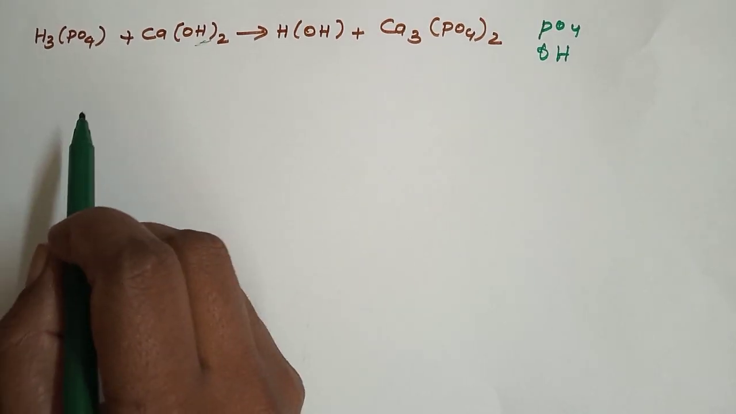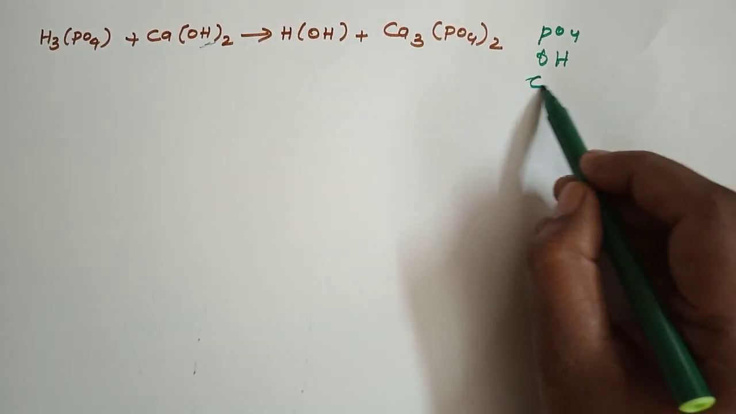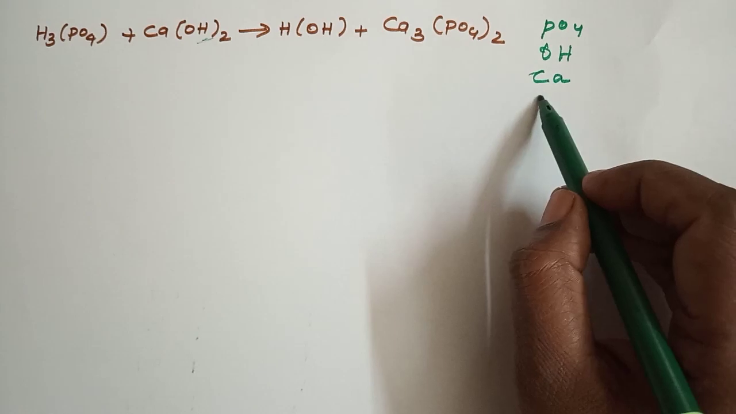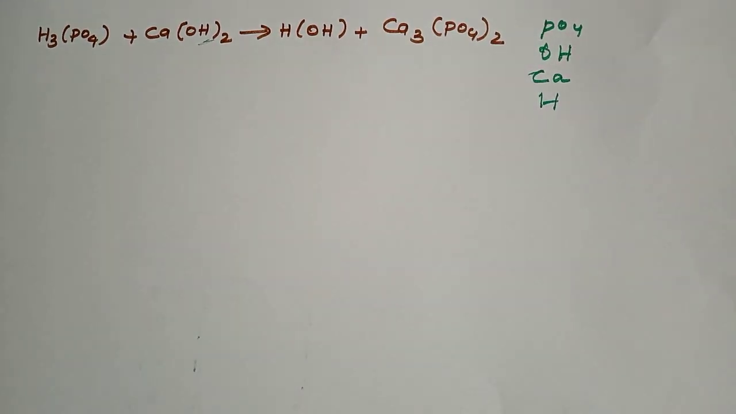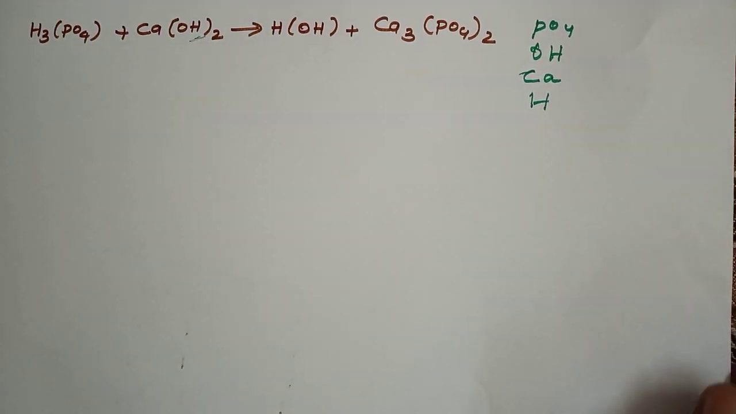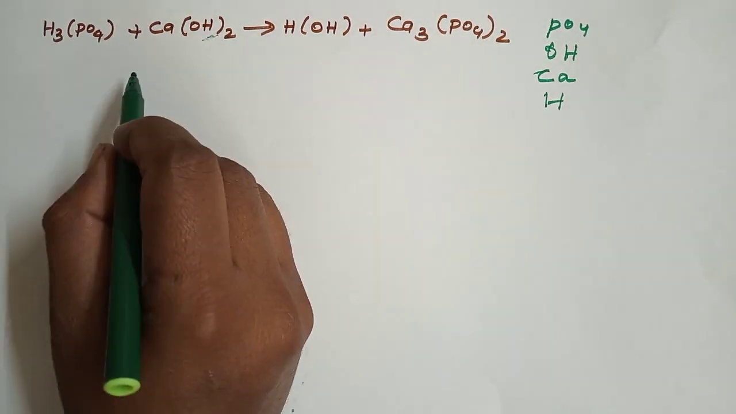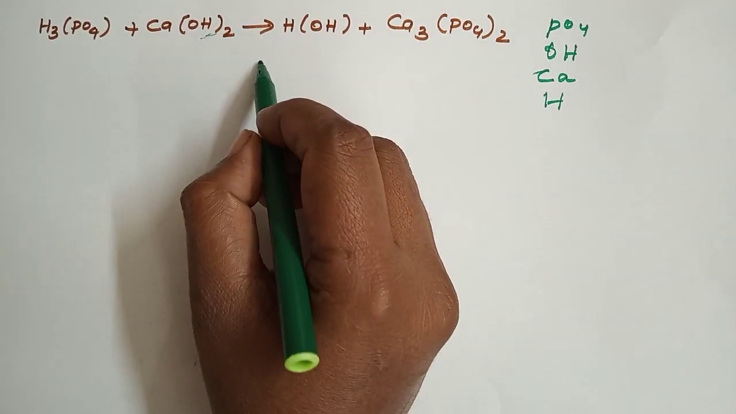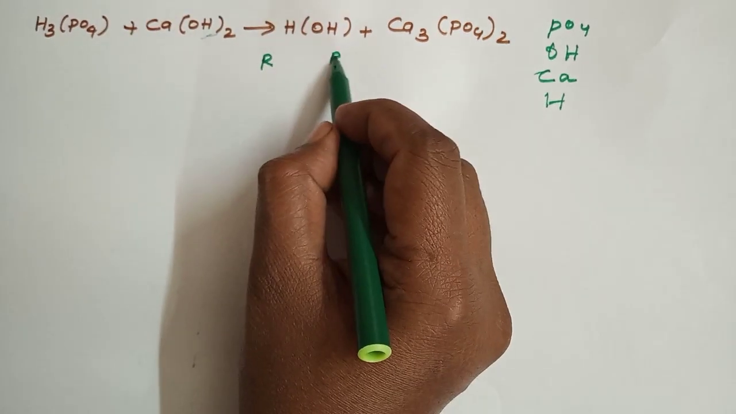Next, calcium. Yes, good. Next, hydrogen. Okay, so according to this we have to balance the equation. Understood? So first, what can we do? Reactant side and the product side.